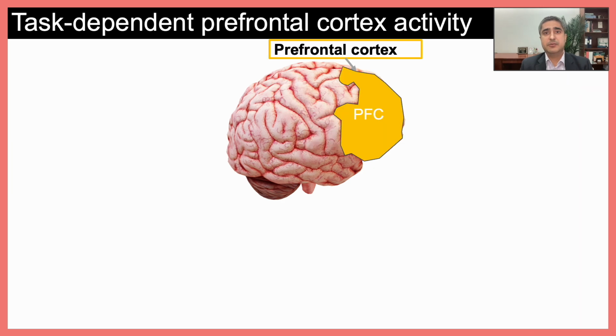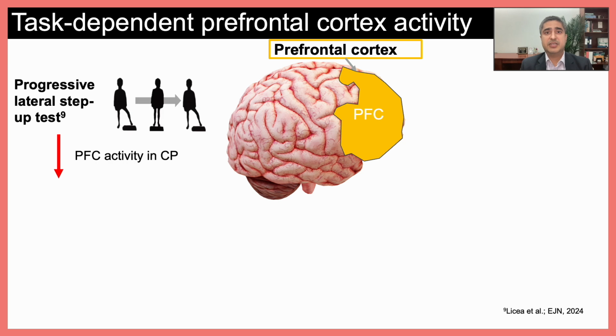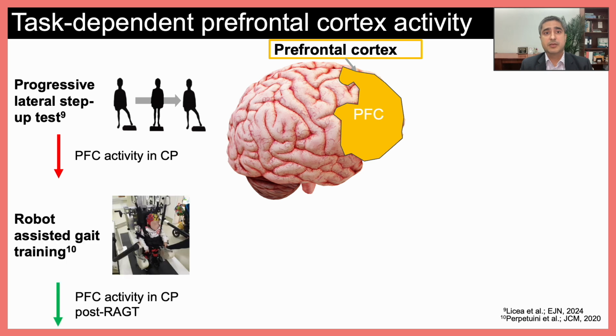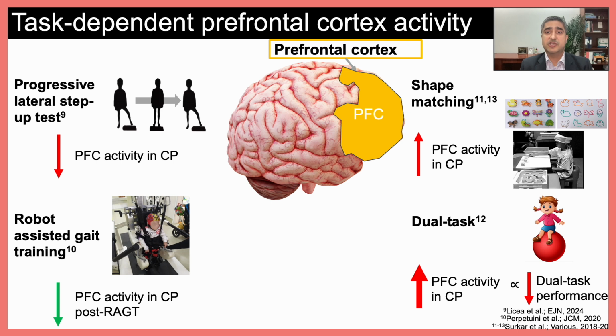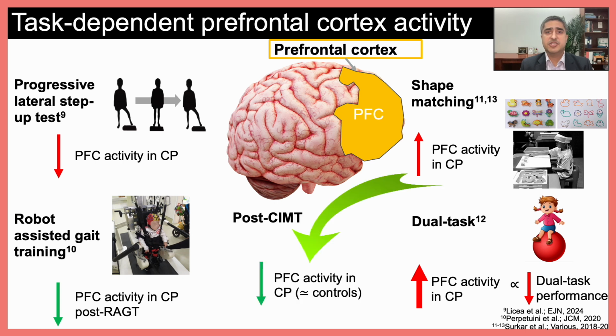Prefrontal cortex activity in CP was task-dependent, with suppressed activity observed across all levels of a physically challenging progressive lateral step-up test. PFC activity also decreased from baseline after a robot-assisted gait training intervention. In contrast, PFC activity was greater in CP than controls during a shape matching task, and activity was further increased when children were seated on a therapy ball and was related to worse dual task performance in CP. Interestingly, following intensive constraint-induced movement therapy, PFC activity in CP decreased to levels comparable to controls, hinting at its potential as a biomarker for functional improvements.